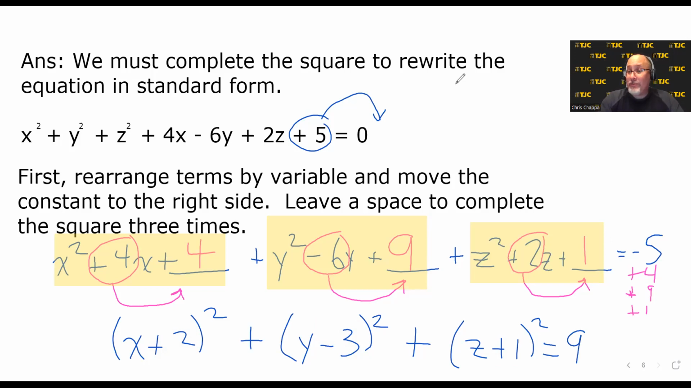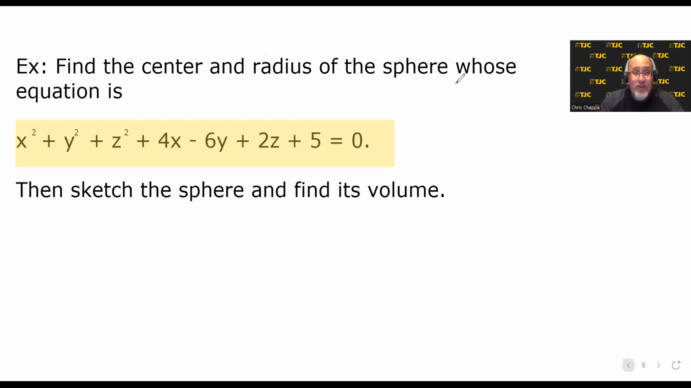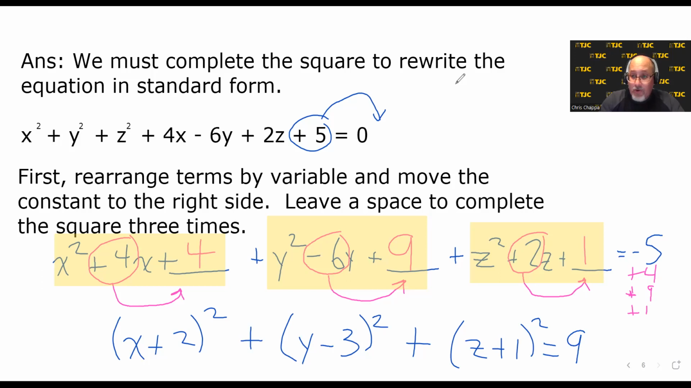So we have our equation, but we haven't answered any questions yet. We haven't found the center, the radius, the sketch of the sphere, or found its volume. Well, let's move this equation to the next page.